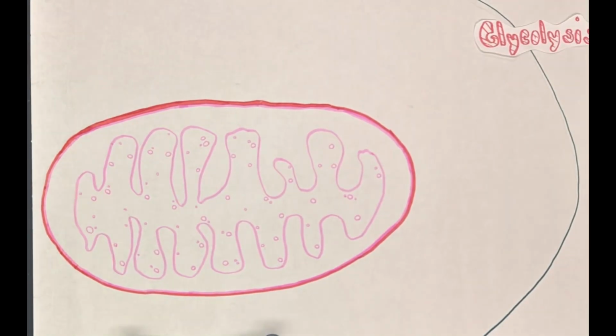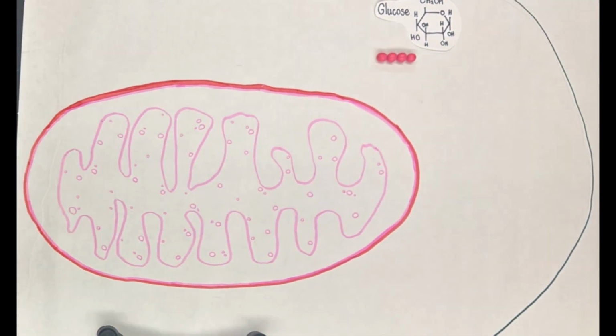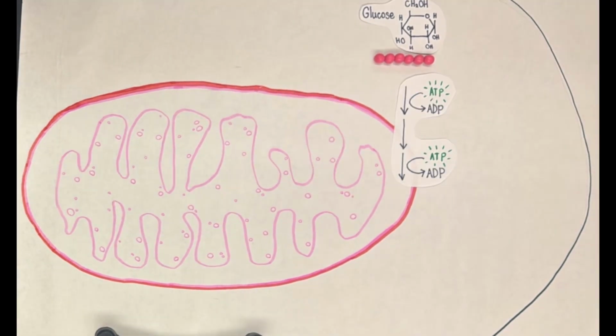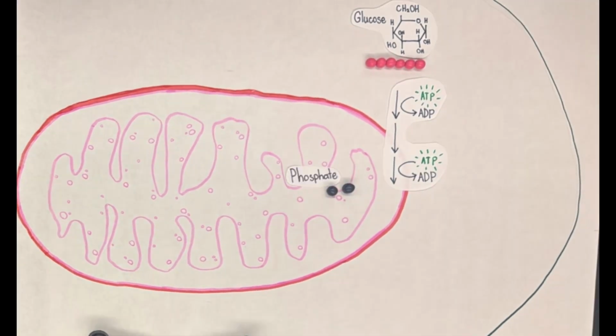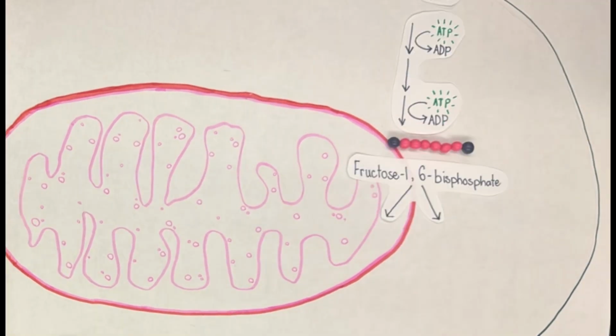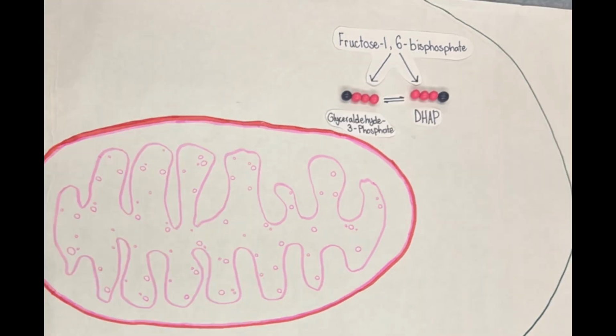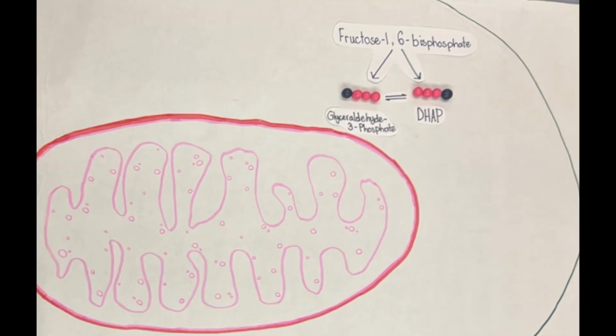This is our video on cellular respiration, and we're going to start off with glycolysis. 2 molecules of ATP activate 1 molecule of glucose, which then adds 2 phosphate groups, which makes it fructose 1,6-bisphosphate. It then splits into 2 3-carbon sugars, one of them being G3P and the other one being DHAP, although the DHAP can easily be converted into G3P.